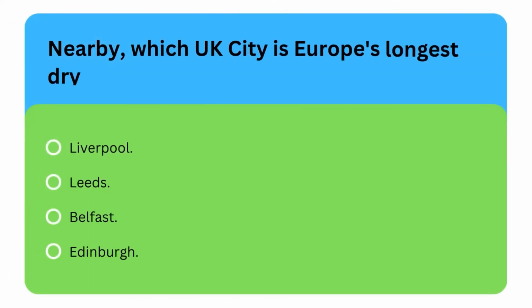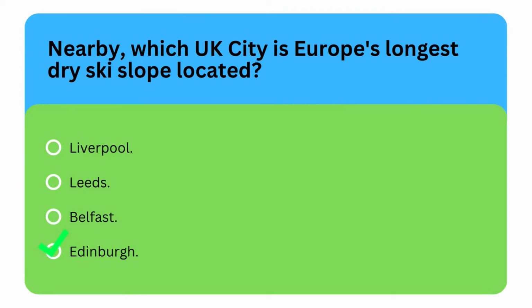Next question is, nearby which UK city is Europe's longest dry ski slope located? Options are Liverpool, Leeds, Belfast, or Edinburgh. So the correct option is last option. It is near Edinburgh.